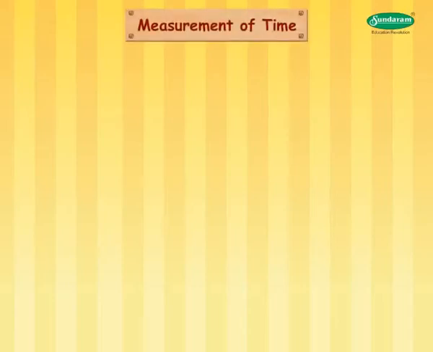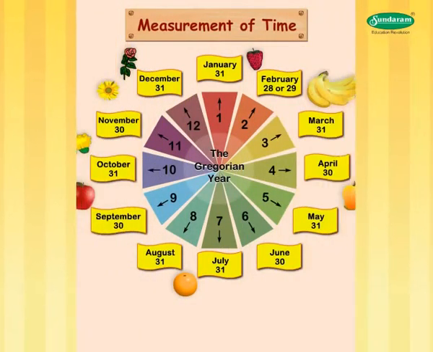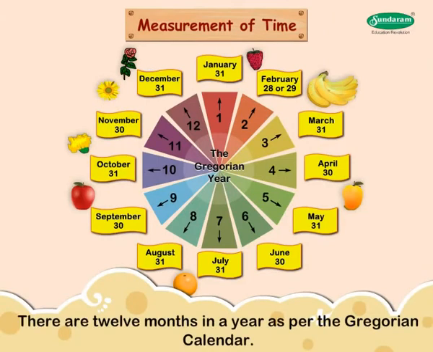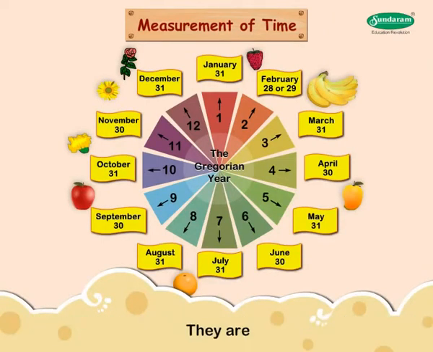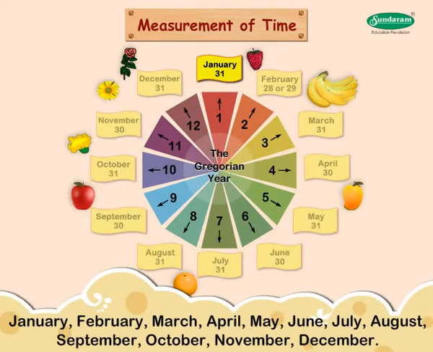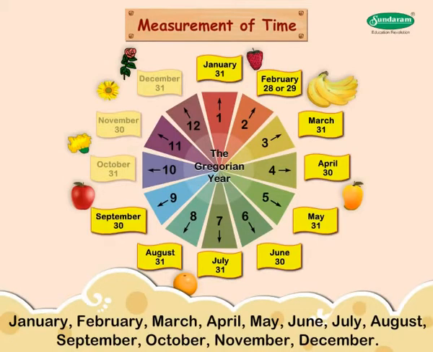Measurement of time. There are 12 months in a year as per the Gregorian calendar. They are January, February, March, April, May, June, July, August, September, October, November, and December.